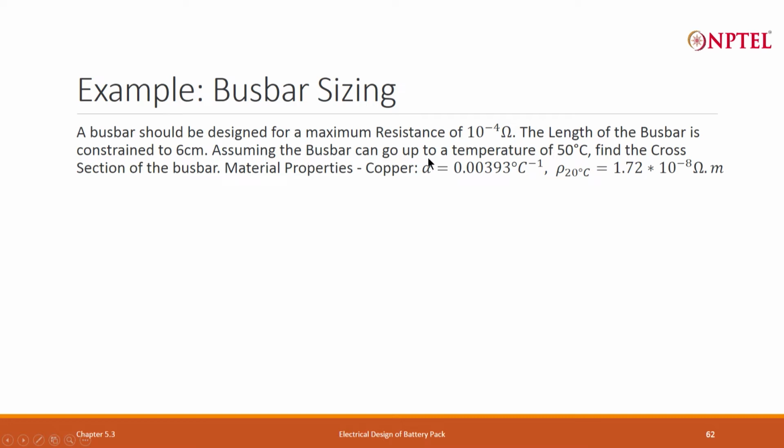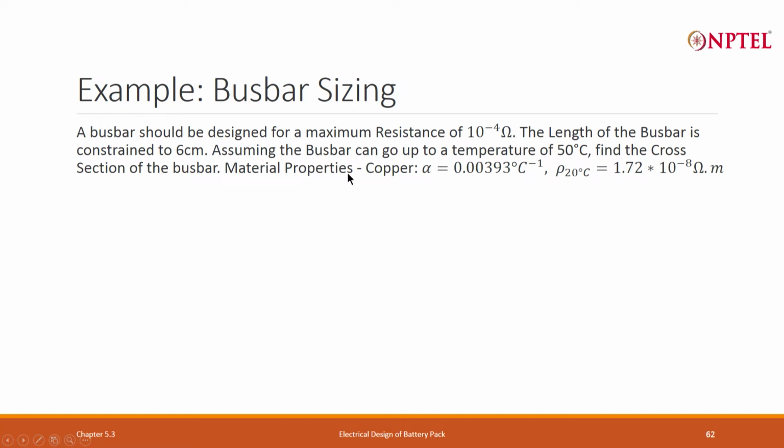Assuming the bus bar can go up to a temperature of 50 degrees centigrade without creating a problem. Find the cross section of the bus bar. You know the length, you know the temperature. So, find the cross section of the bus bar. Cross section means those other two dimensions through which the current flows.